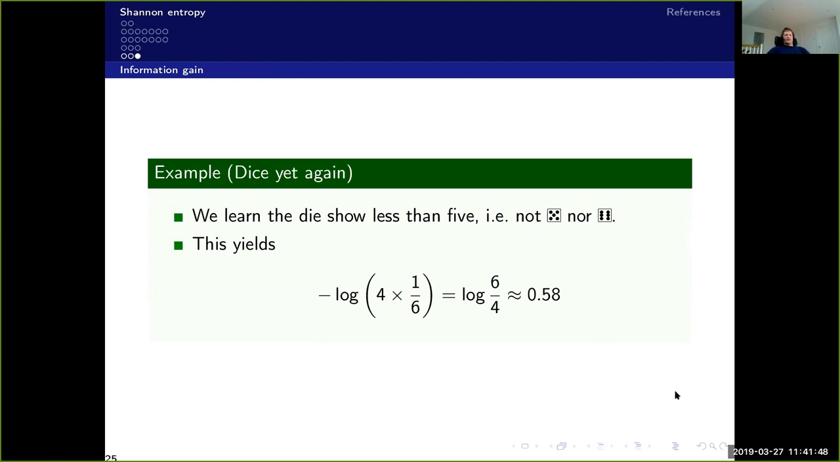Now, let's look at this die again. And instead of learning that it was showing an even number, we learn that it's not showing 5 or 6. So this means that the outcome must be 1, 2, 3, or 4. So the information that we gained was 0.58 bits.